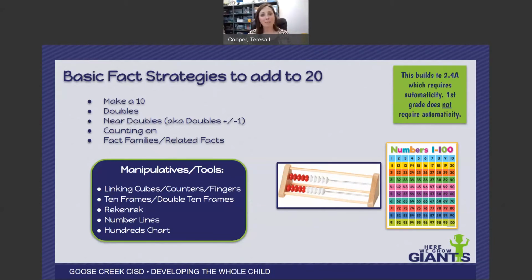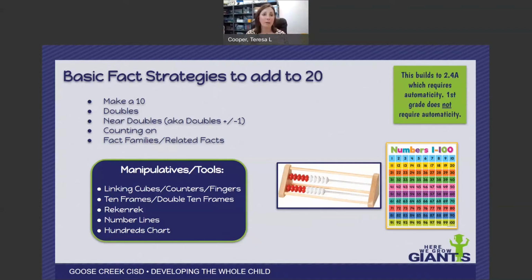Then we talk about fact families or related facts, or you may hear them called turnaround facts, basically understanding that math property that I can reverse addends and still get the same answer. So if I have 3 plus 5, that's the same as 5 plus 3. So my fact families, 5 plus 3 is 8, so 3 plus 5 is 8.